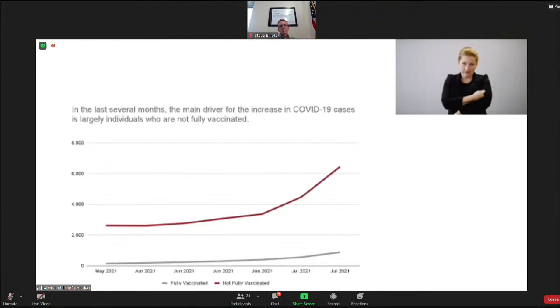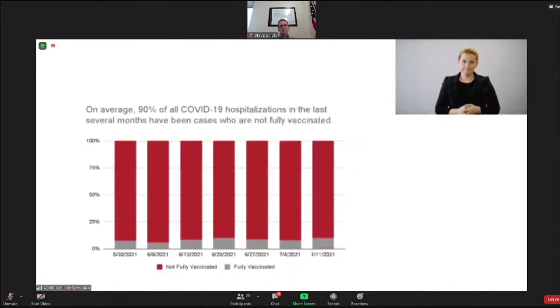When you look at the deaths since March, approximately 98% of the deaths have been in individuals that are not fully vaccinated. And when we look at our hospitalizations since March, about 94% of the hospitalizations are in individuals who are not fully vaccinated in Arizona. And again, this just shows the percent of cases that are fully vaccinated versus the percent of cases that are not fully vaccinated. And the majority of individuals who are coming down with COVID-19 in the past few months are not fully vaccinated.